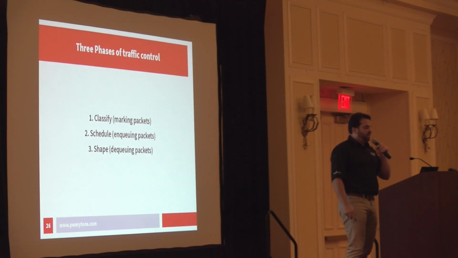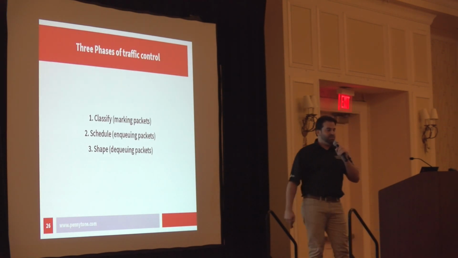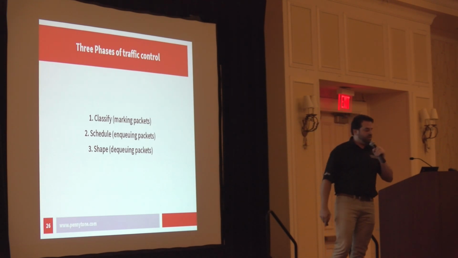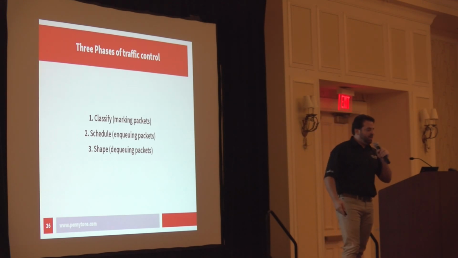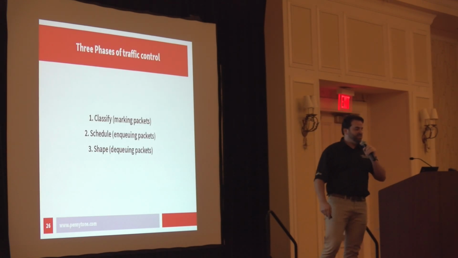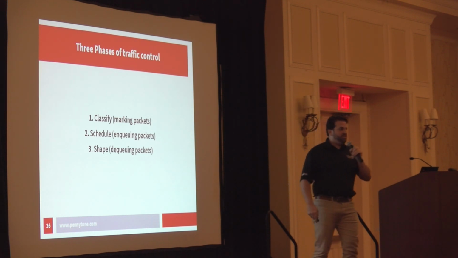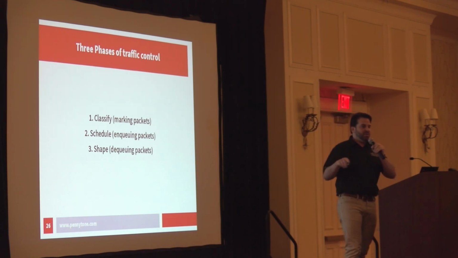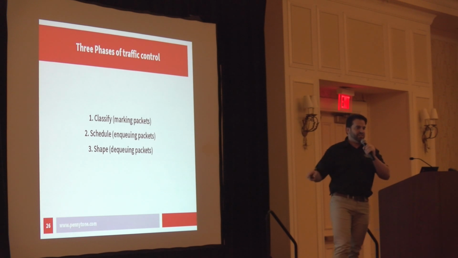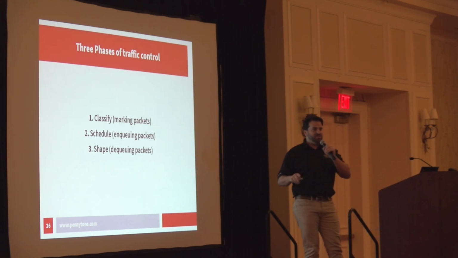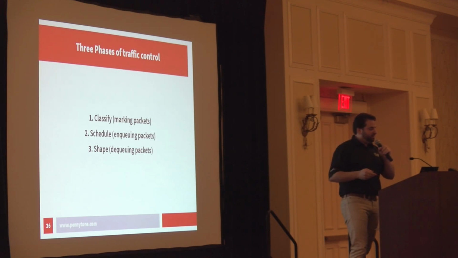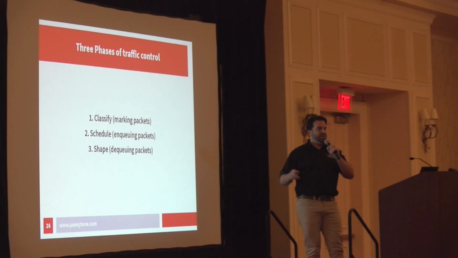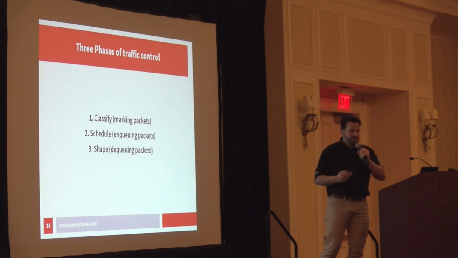First one is classify. That's going to be marking packets. We need to categorize the traffic. Second is going to be schedule, which involves putting traffic and packets into queues. And the third one is shape traffic, which has to do with dequeuing, when packets are allowed to exit a queue. None of this stuff happens automatically. There are systems, HTB, which I'll explain in detail later, that decide when a packet can leave a queue.